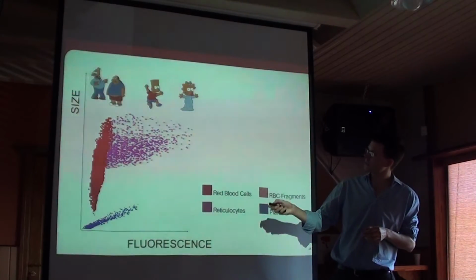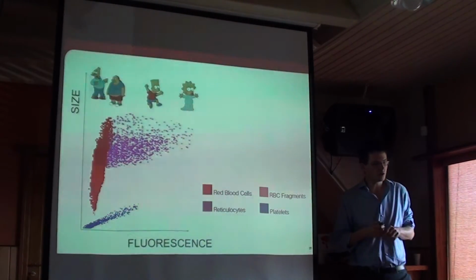So large cells, small cells, then we have fluorescence on the horizontal axis.